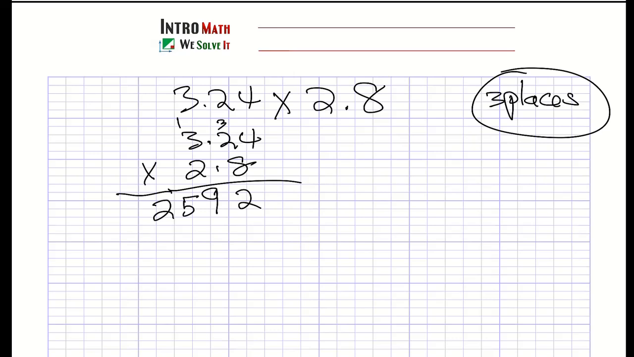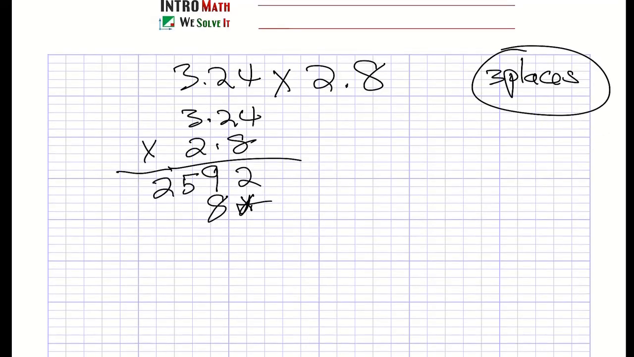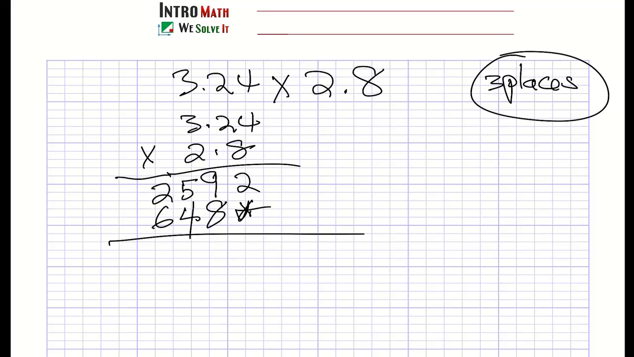Now we multiply by 2. Now 2 times 4, 8. You put it right here. Give yourself one space right here. 2 times 2 is 4. 2 times 3 is 6. Okay, so the way you line it up after the multiplication is the most important thing.